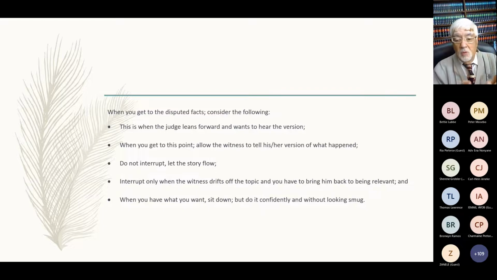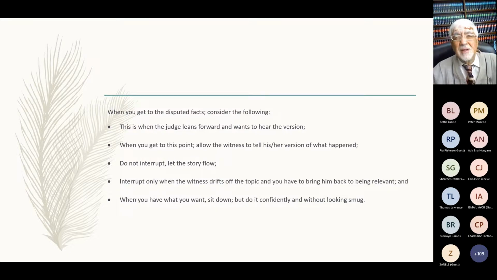A good lawyer will also have the chronology document, and on the chronology document, you will either highlight or mark off the material facts that you want. So you've got a list there. You ticked off that list. You got what you want. Sit down. But you must do it confidently. And I say, without looking smug, just be confident. My lord, that's the evidence in chief, and sit down.